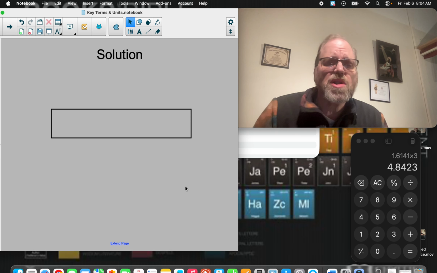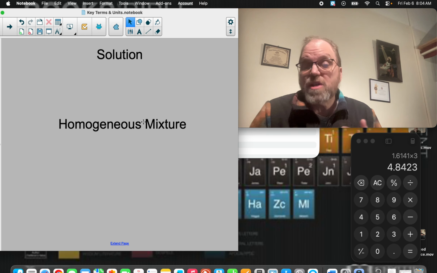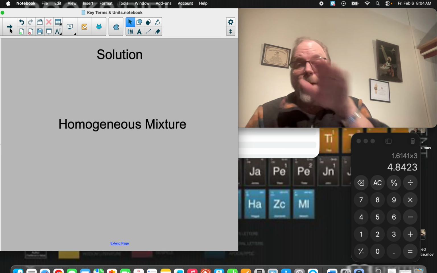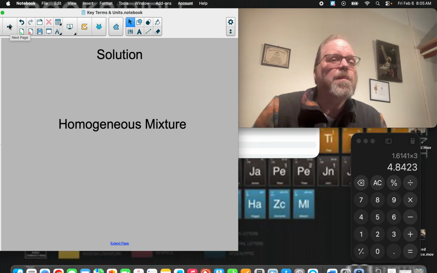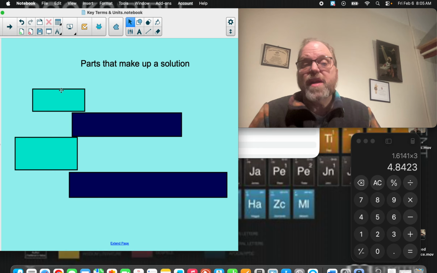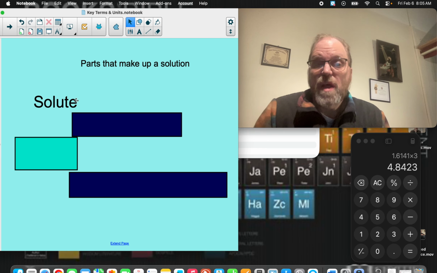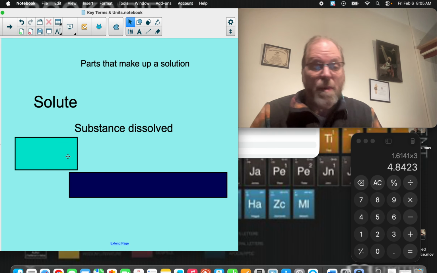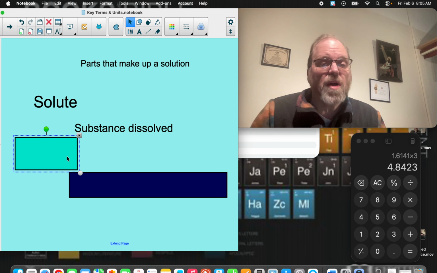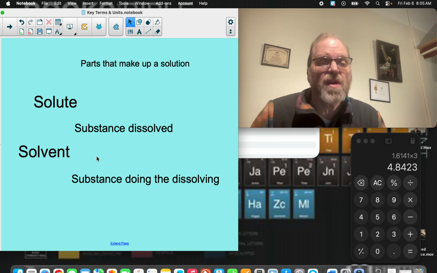So solutions. Solutions are defined, as we talked before, as a homogeneous mixture, uniform all the way throughout, of two or more things combined physically. Now, when we look at a solution, again, there are two parts. We have, first of all, the solute. The solute is defined as the substance that is dissolved, what is broken apart. And the second part is called the solvent. The solvent is defined as the substance doing the dissolving.